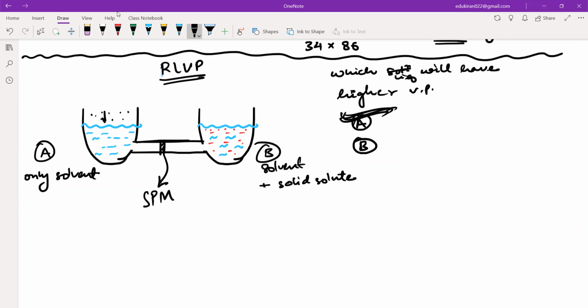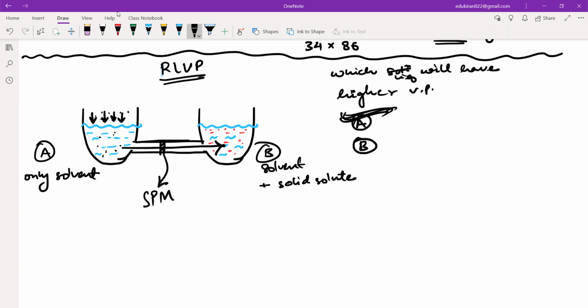Now, when the vapor pressure is higher at this point, there will be high vapor pressure acting on this part of the container, and this compartment will have lower vapor pressure. That means the solvent particles will move from A to B. Is this clear? Yes or no? If the pressure is high in one compartment, the solvent particles will experience a force, and this force will lead to the movement of solvent particles from A to B. Is that correct? Yes or no? Is everyone fine with this?